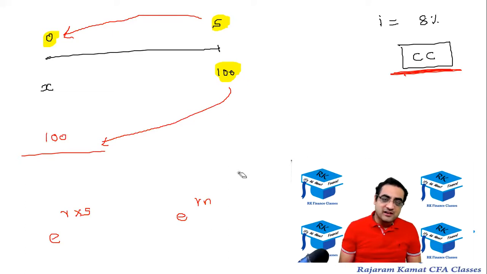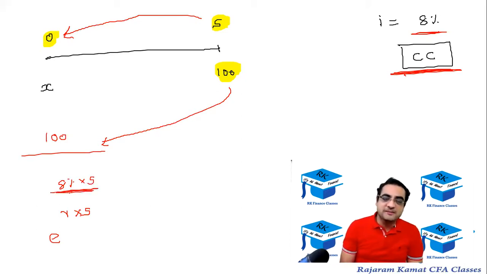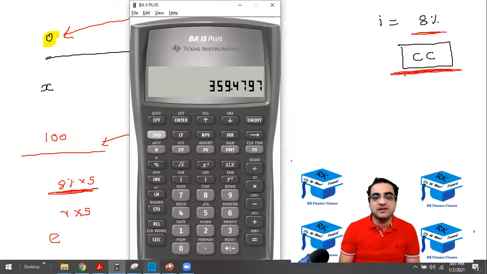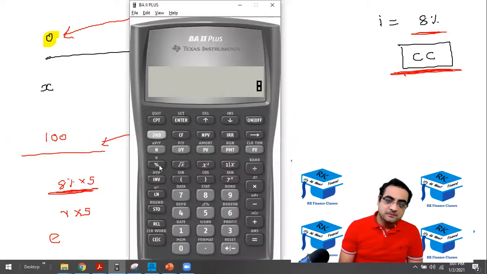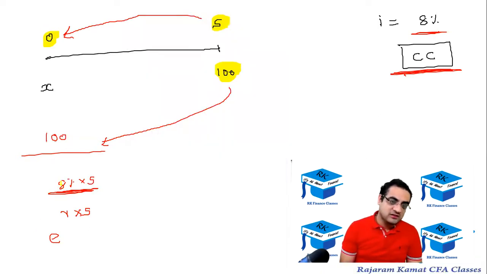So what is the value of r? The r is 8%. So it's going to be 8% into 5, which is 40%. Let me type it. 8% into 5 equal to, that's the exponent, the e raised to this.